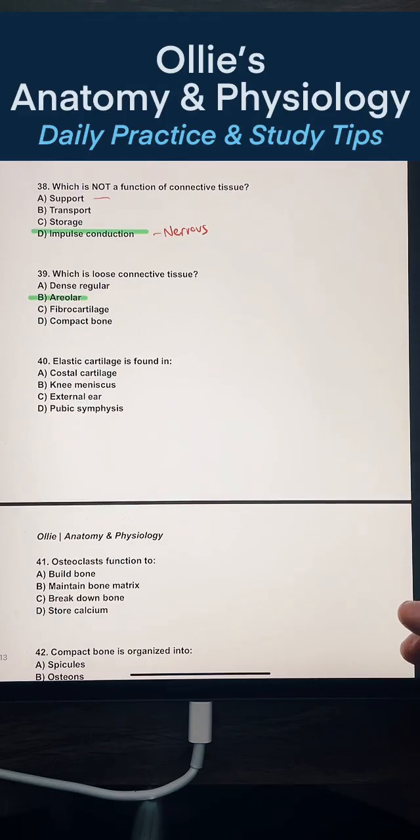Number 40, elastic cartilage is found where? Where do we see elastic cartilage? A, B, C, or D? What do you guys think for that one?